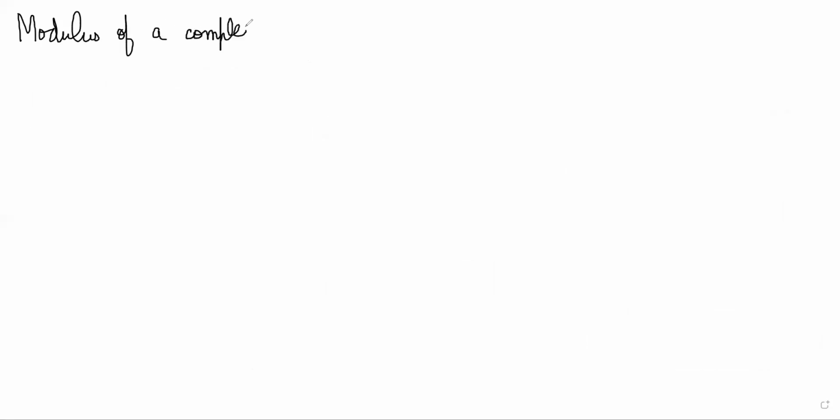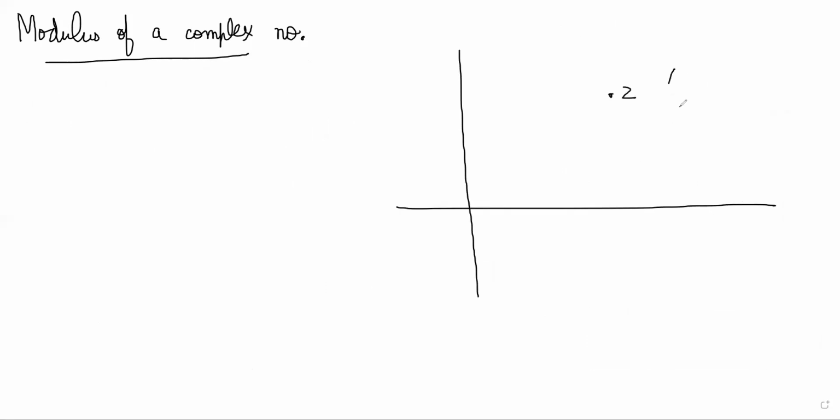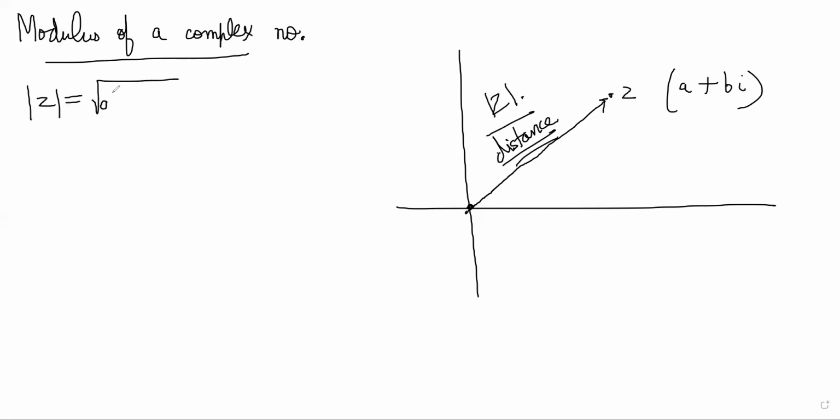Modulus of a complex number. So if you have a complex number z here somewhere, which is a plus bi, then the modulus of z denotes the distance of z from the origin. So this distance is mod of z. So mod of z is obviously going to be root over a square plus b square if z was a plus bi, because of Pythagoras theorem. This is b, this is a, so the hypotenuse will be root over a square plus b square.